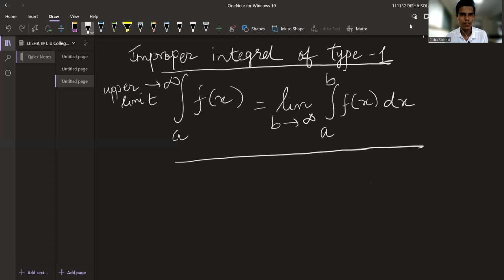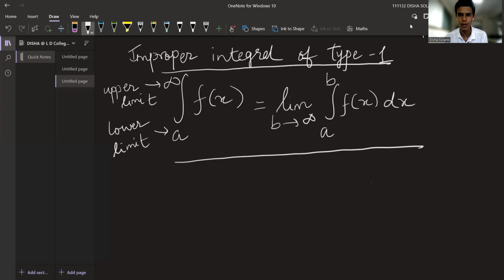This one is the upper limit and this one is the lower limit. So a type 1 improper integral has a finite lower limit and an infinite upper limit. So the integration of some function f of x from a to infinity can be given by assuming a number, say b.